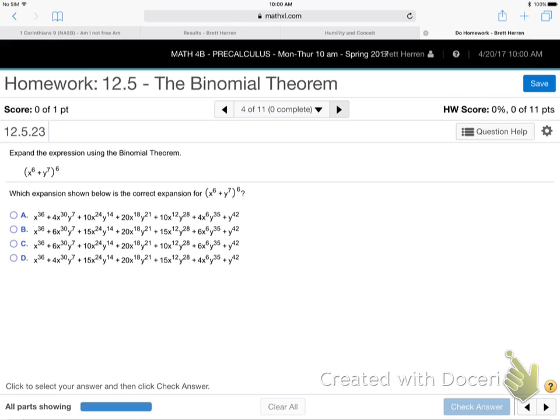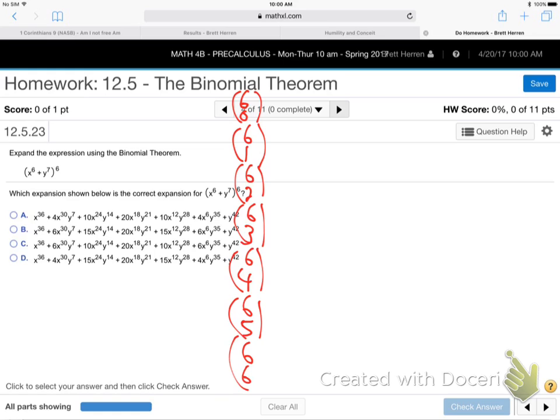So we'll start up here. 6 choose 0, right? You start with the power and the 0. So 6 choose 0, 6 choose 1, 6 choose 2, 6 choose 3, 6 choose 4, 6 choose 5, 6 choose 6. Right? Or you can do Pascal's thing. Start with the 1. You want to write Pascal's triangle right on your 3x5 card? You could do that.